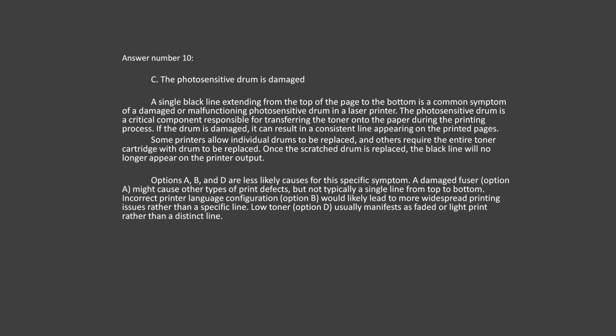Answer number 10. Option C. The photosensitive drum is damaged. A single black line extending from the top of the page to the bottom is a common symptom of a damaged or malfunctioning photosensitive drum in a laser printer. The photosensitive drum is a critical component responsible for transferring the toner onto the paper during the printing process. If the drum is damaged, it can result in a consistent line appearing on the printed pages.